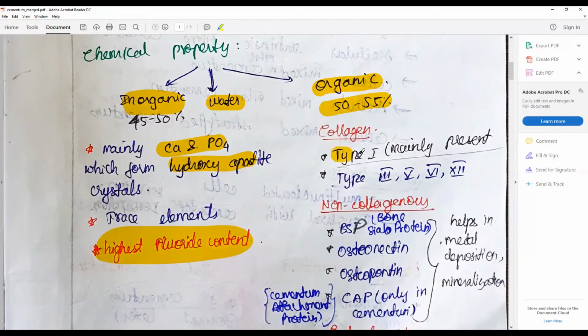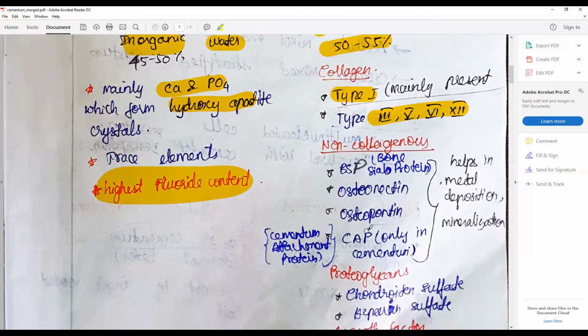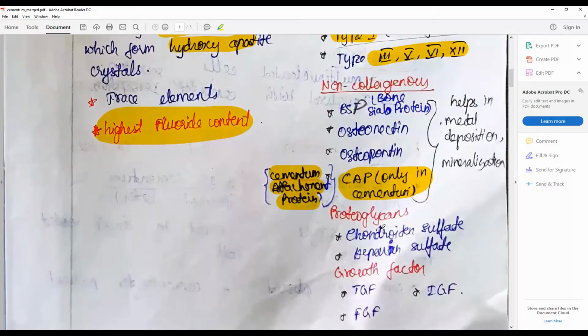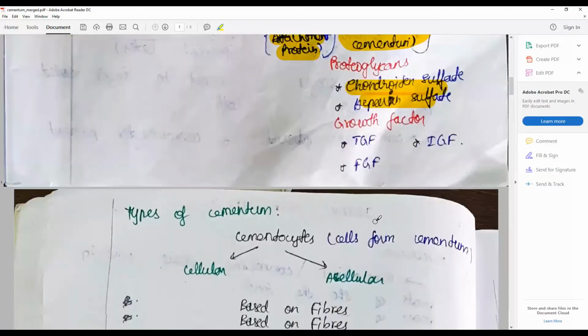The organic part is mainly collagen, type 1. The other traces present are types 3, 5, 6, and 12. The non-collagens include bone sialoprotein, osteonectin, osteopontin, and cementum attachment protein. This is unique because it is only found in cementum. Other proteoglycans such as chondroitin sulfate, heparan sulfate, and growth factors are also found in traces.